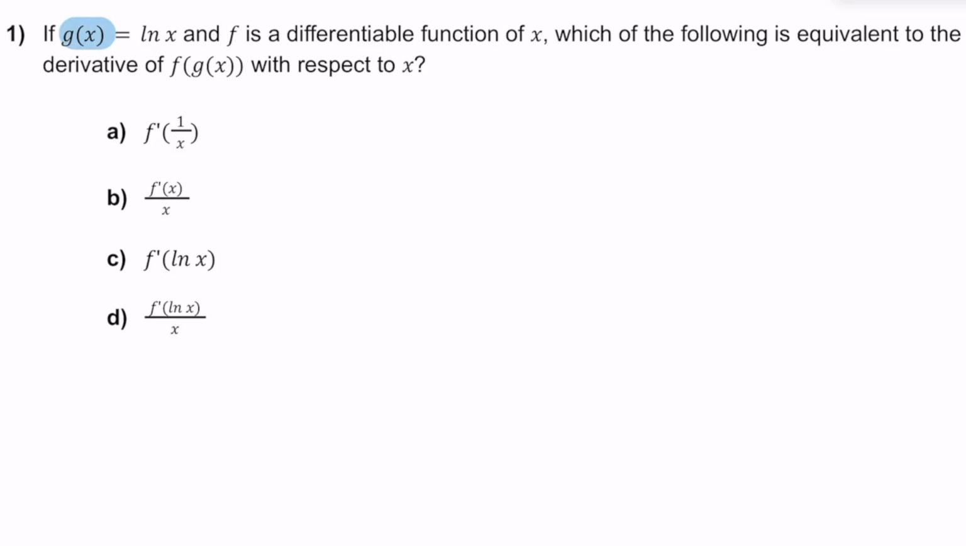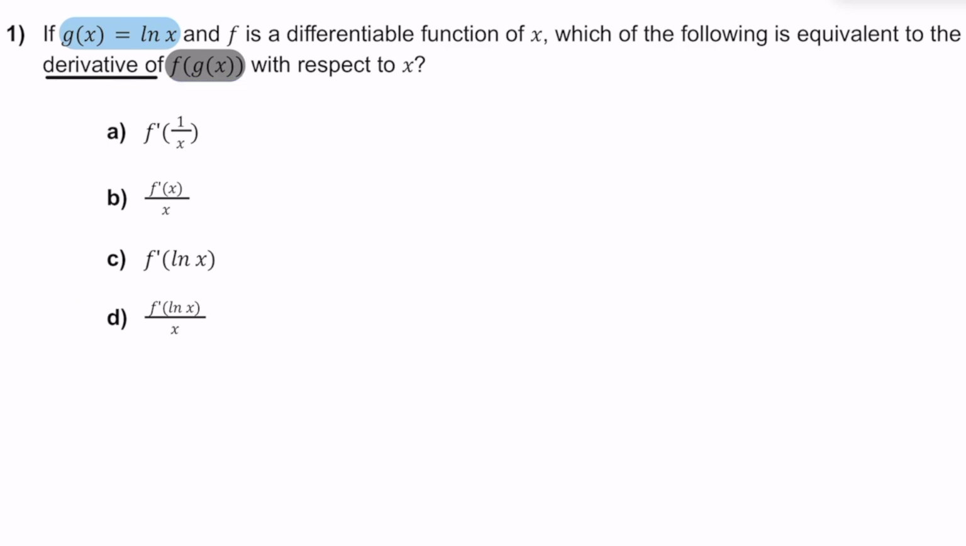If g of x is equal to ln of x and f is a differentiable function of x, which of the following is equivalent to the derivative of f of g of x with respect to x? So when you look at each of these four options over here, just keep in mind that these are representing the derivative or possible derivatives of this f of g of x.